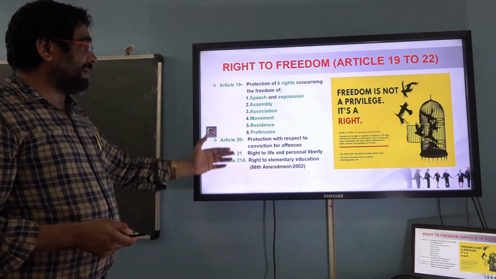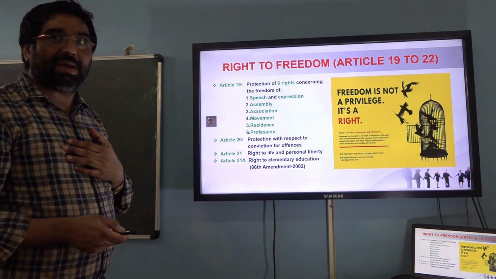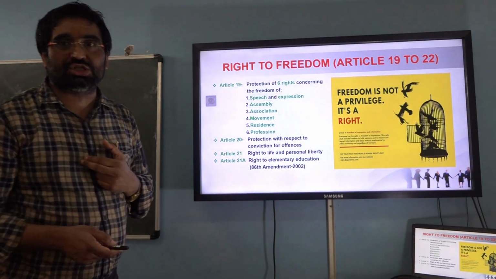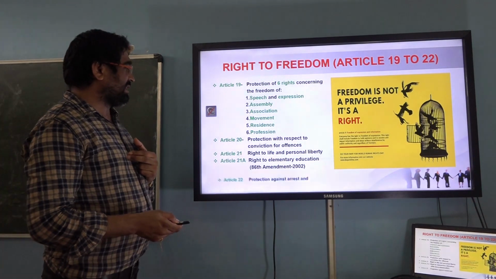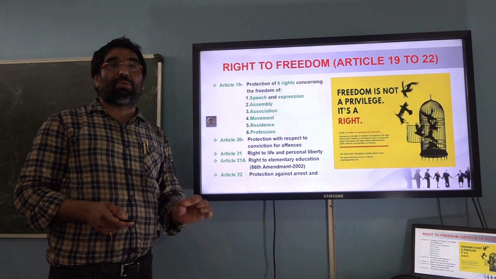Actually it was a new amendment in 2002 by the Atal Bihari Vajpayee government, the 86th amendment, related to the right to education. It means children from 6 to 14 years have the right to education. And then we will see the protection against arrest. Article 22 is very important for everybody.